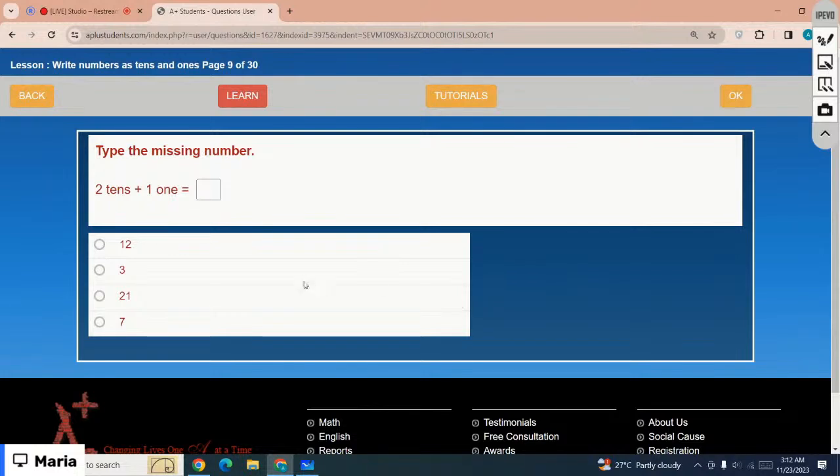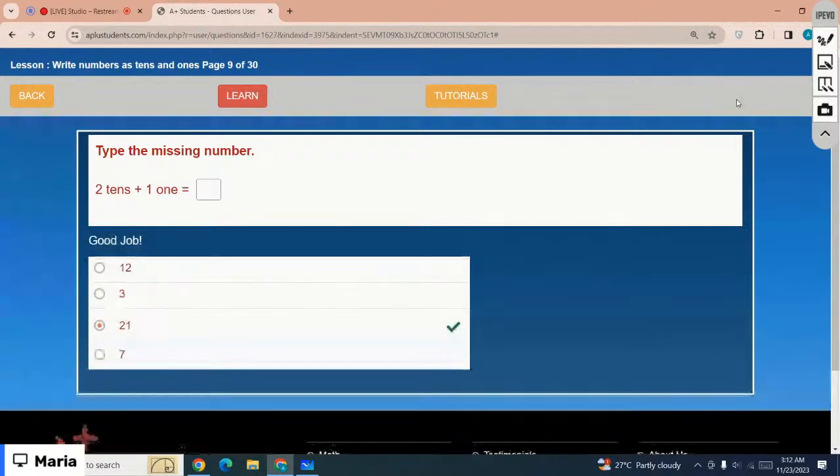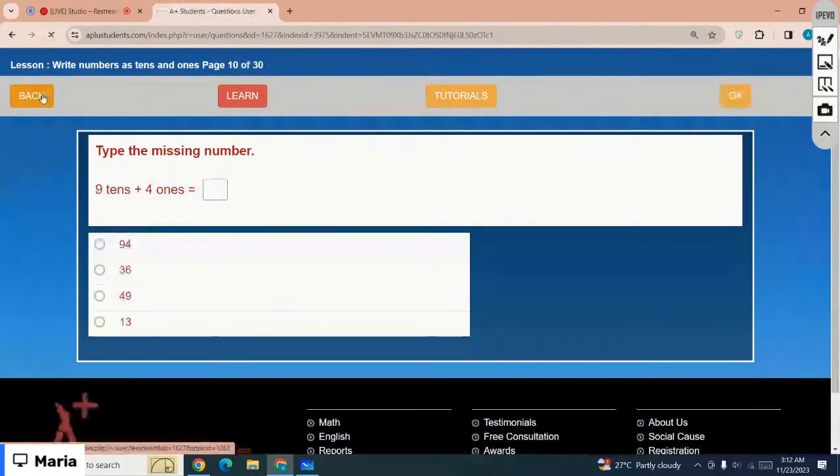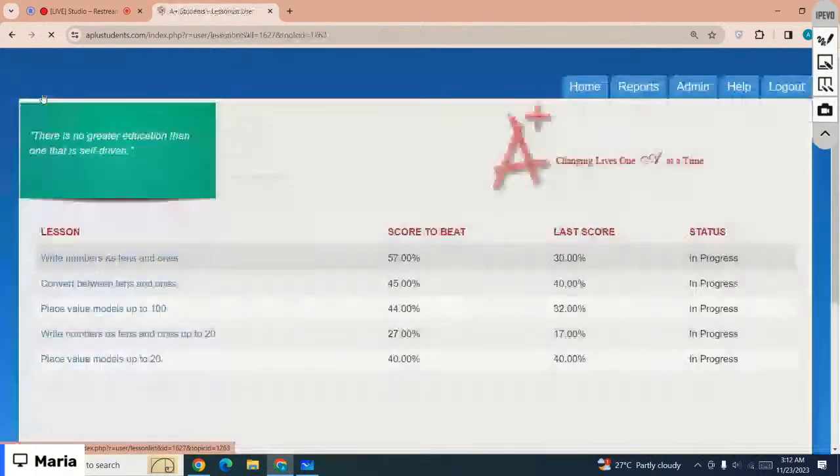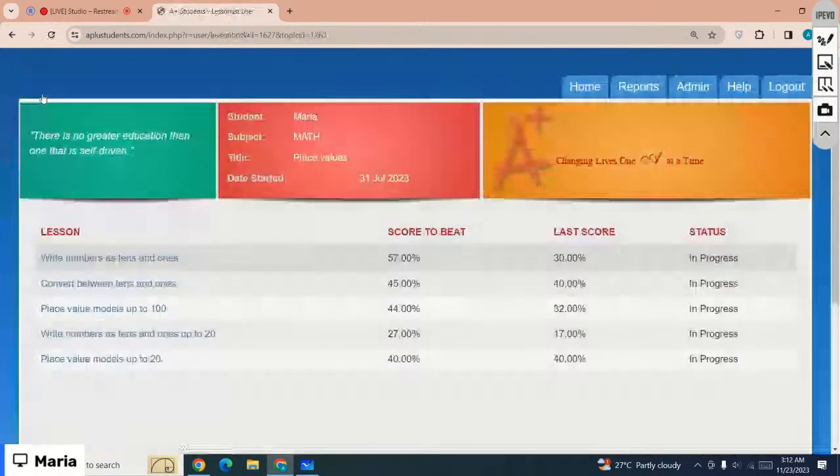Okay, you can complete the lesson by yourself later today. Let me just move on to the next lesson, right? The next lesson is convert between tens and ones.